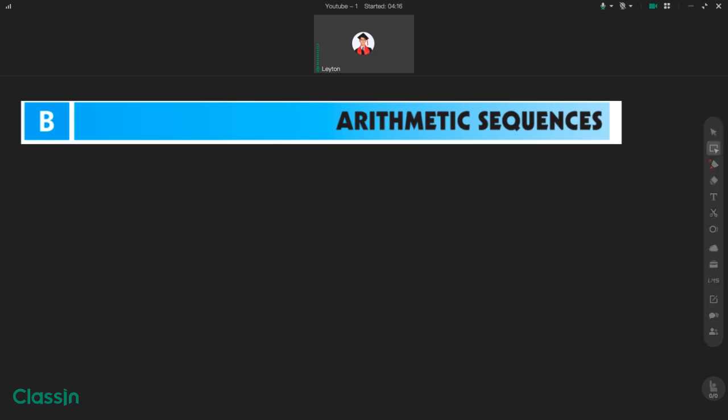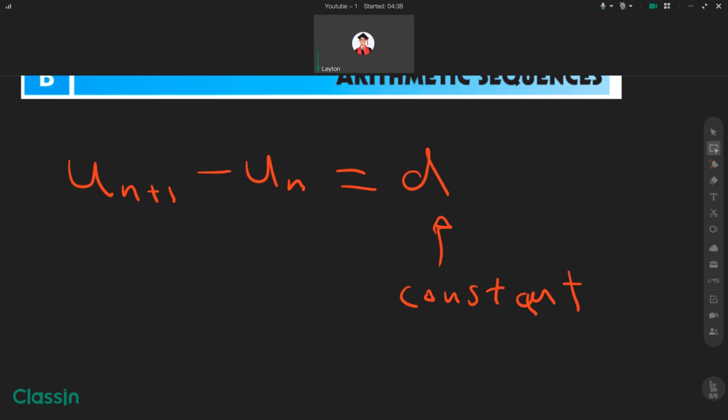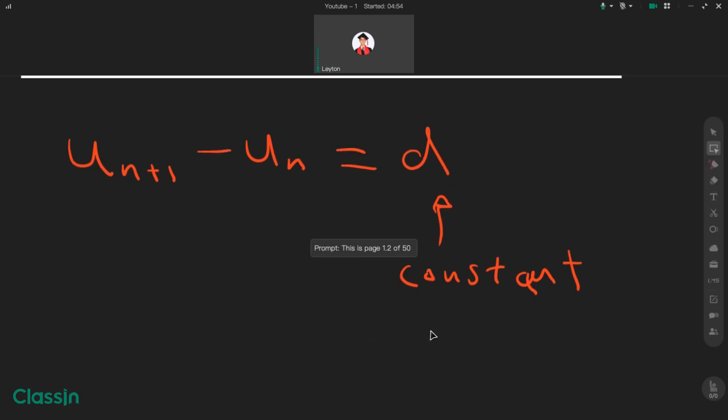So what makes a sequence arithmetic? The key is that the common difference between consecutive terms is constant. So D is a constant. And this can be, for example, the first term and the second term, or the fifth term and the sixth term. They have to be consecutive, and this is always a constant difference. So this is how we first show that a sequence is arithmetic.